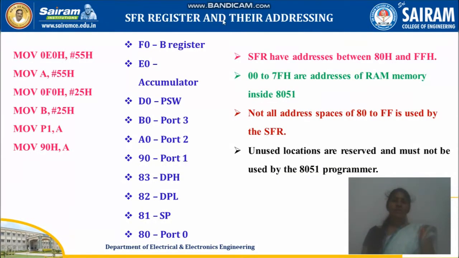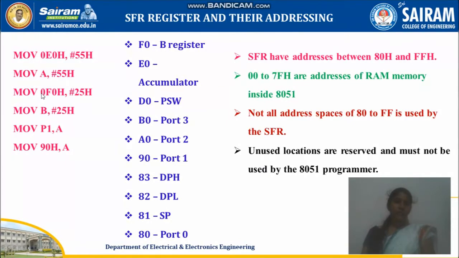Next is your special function register and their addressing. Special function registers include the accumulator and B register. Accumulator address is E0. B register address is F0. So if you give MOV 0E0H, #55, it is your SFR register: the address of the accumulator is specified over here, and inside the accumulator you are going to move the immediate data #55. This instruction and the previous instruction are both equal.